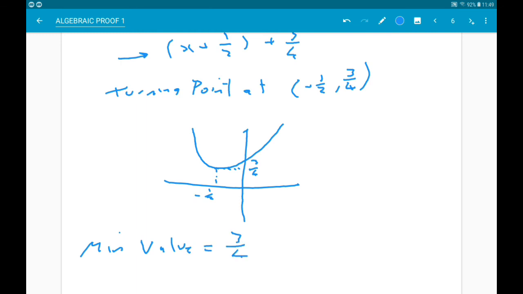Therefore, x squared add x add 1 is always positive.